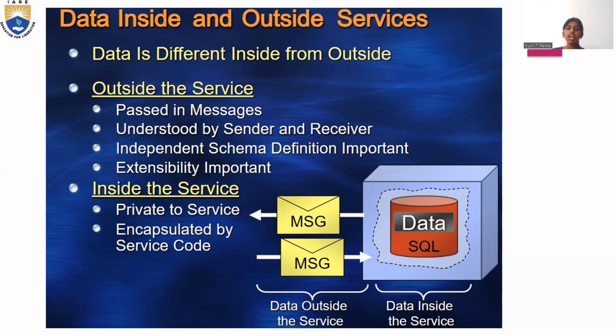Next, inside the service, data is private to the service. Whatever messages you are sending from one sender to one receiver, and the message that is being seen, is called data outside. The security that is provided ensures the message is delivered to the correct person and is not seen by an external person. That is the data on the inside. So that is privacy: private to the service, encapsulated by the service code. Data like SQL comes under the data inside, and data outside is nothing but the messages that you send.